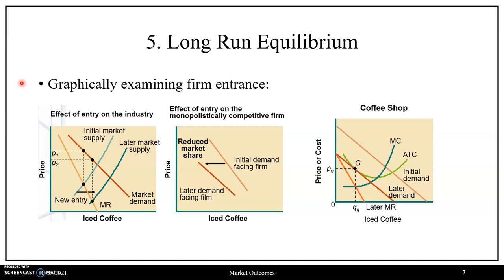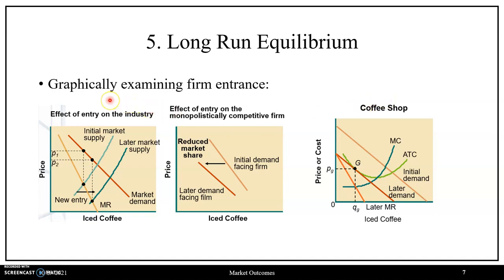And so let us work through this graphically, where on our leftmost graph we have our iced coffee industry. On the middle graph we have our leftward shift in the demand curve for an individual coffee shop, which will then allow us to examine our profit maximization process for an individual coffee shop on the right.